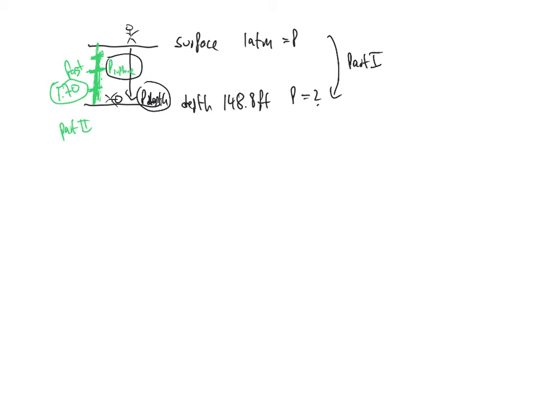So in part 1, we'll go down 148 feet. And then in part 2, we want to go up really, really quickly, but only so our lungs don't rupture. So how high can we go? Can we go 50 feet? Can we go 100 feet? Or can we go all the way back to the surface, which is about 150 feet? Now, that is determined by this ratio, and so let's do a calculation for part 1 first, and then we'll take a look at part 2, what happens.